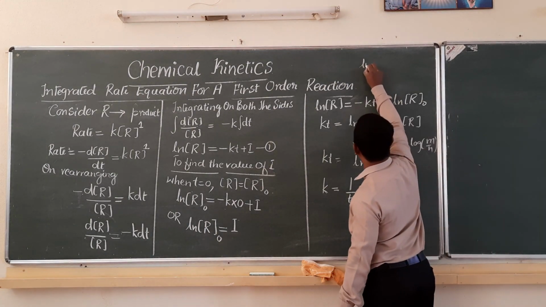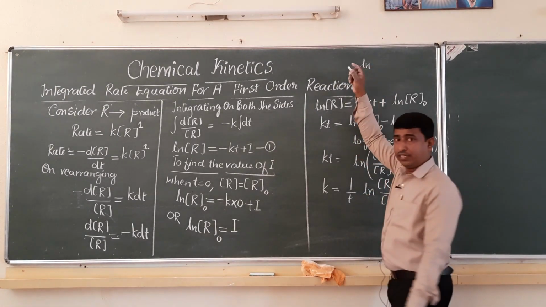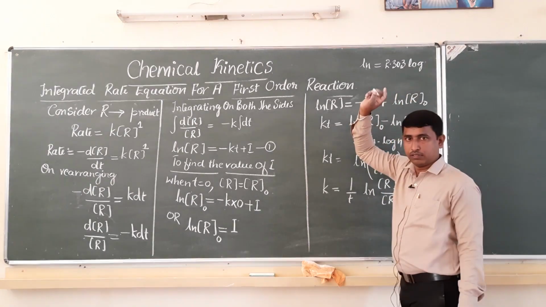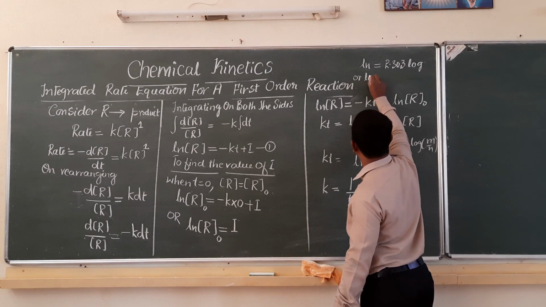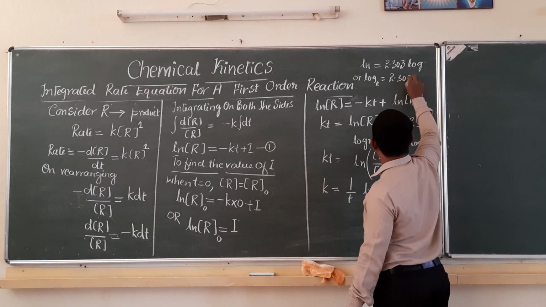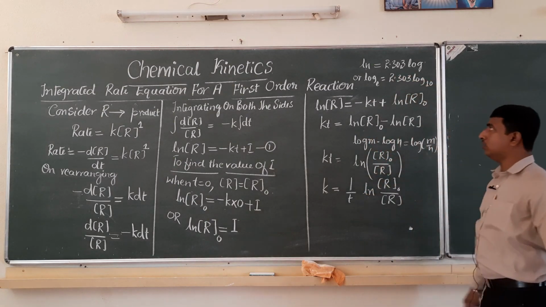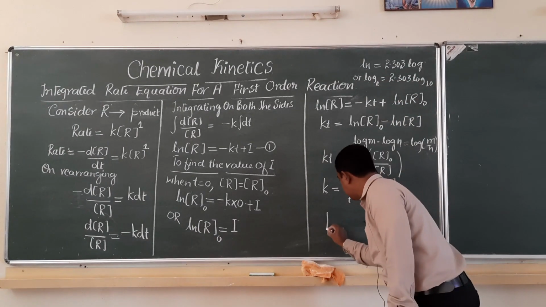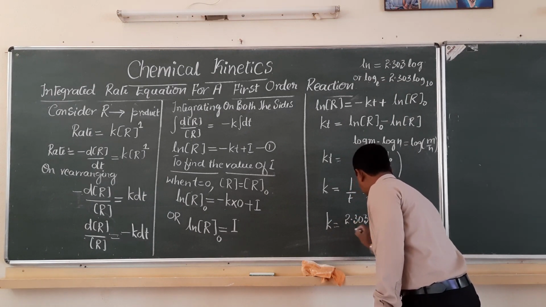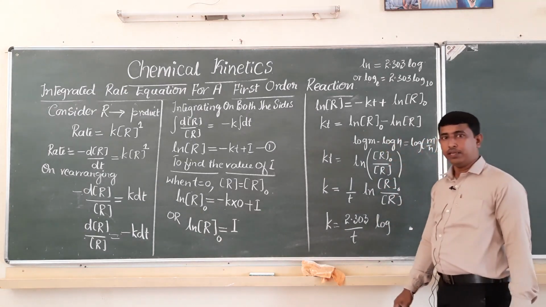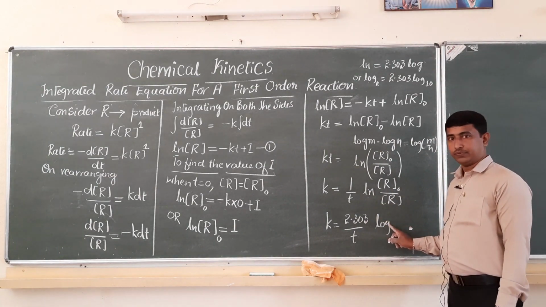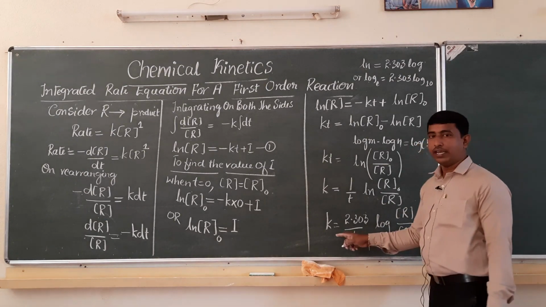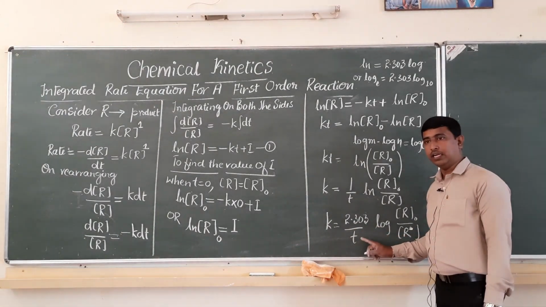See, ln means log to the base e. So to convert log to the base e to log to the base 10, we have to multiply it by 2.303. Log to the base e is equal to 2.303 log to the base 10. So the expression becomes k equal to 2.303 by t, and in the place of ln we write 2.303 log. So the final expression is k equal to 2.303 by t log R0 by R.